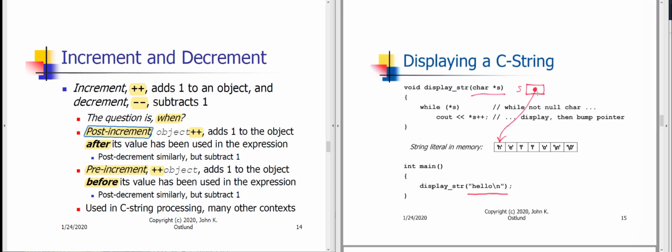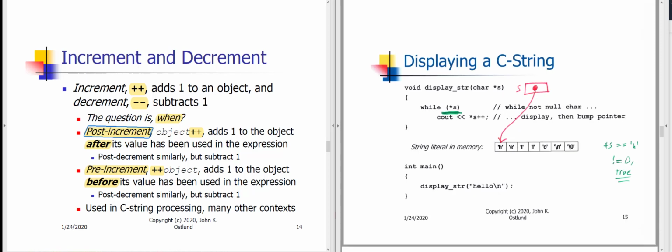Let's see, at this point, what is the value of star s? The value of star s is the little h character, and we know that the little h character does not have a value of 0. The only character that has a value of 0 is the null character. We could look up in our ASCII table to find out what the actual value of little h is, but all we really care about is that it's not 0. Since that value is little h and not 0, we're going to execute this cout statement.